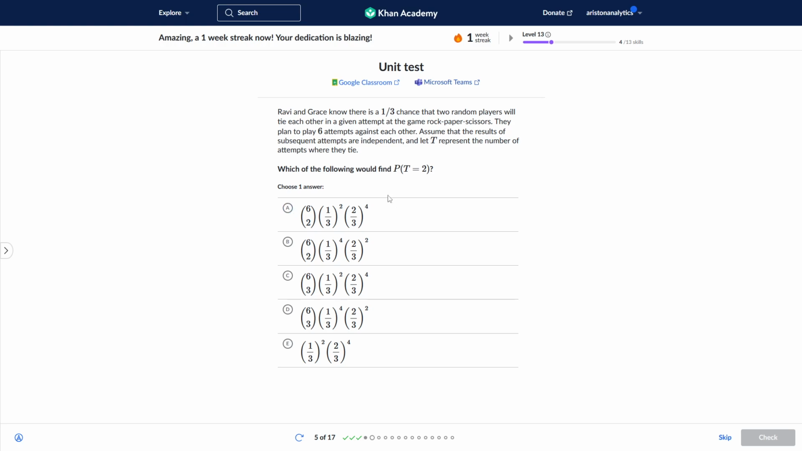Ah, whatever. Which of the following would find P(X) equals 2? 1/3, 6 attempts. 2 out of 6 attempts.